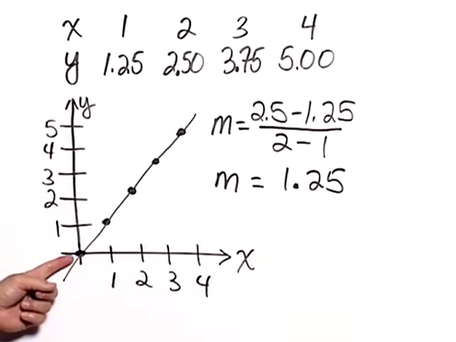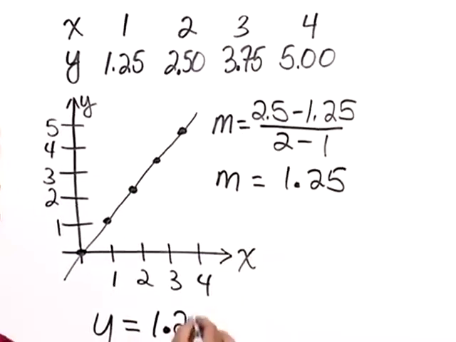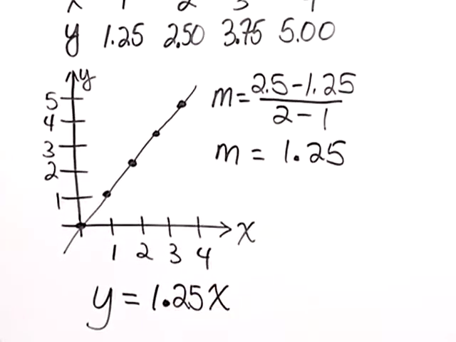origin, 0, 0. The reason that's important is now when we write our equation, we write it as y equals the slope, 1.25, times x, and then plus the y-intercept, but the y-intercept is 0, so we would just leave our equation that models that data as y equals 1.25x.